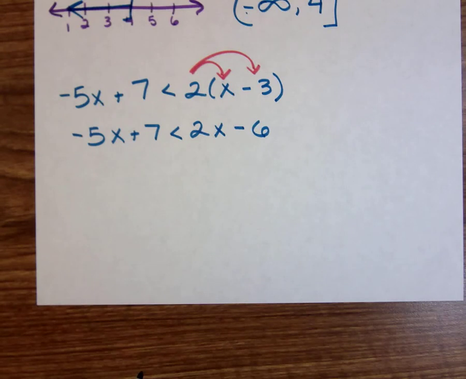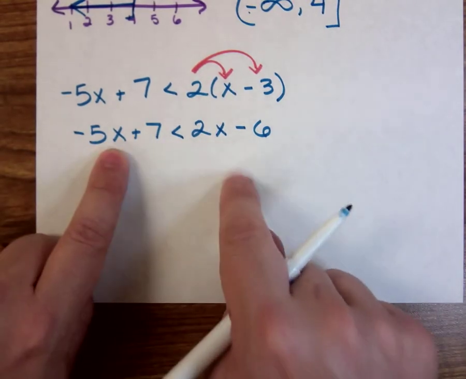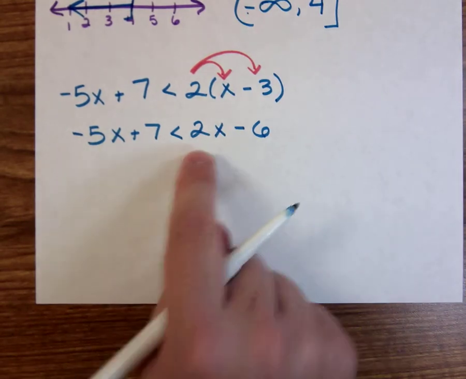So does it matter which side the x ends up on? The answer is not at first, but eventually we do want the x to be on this side and the number to be on this side. If the x is over here and then we flip it later, that's totally fine.